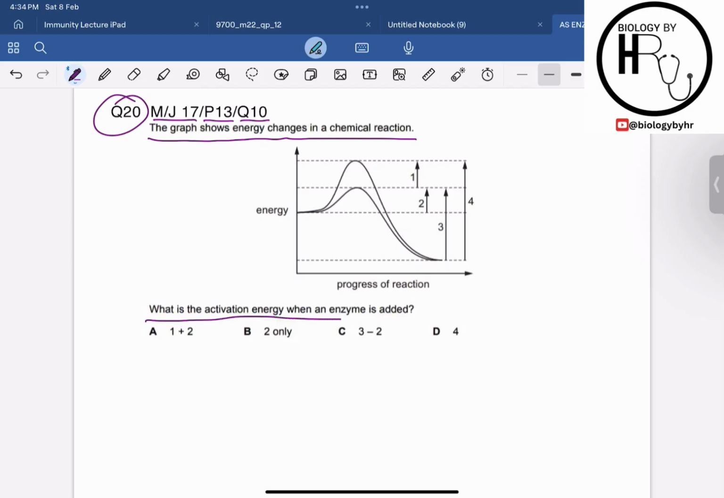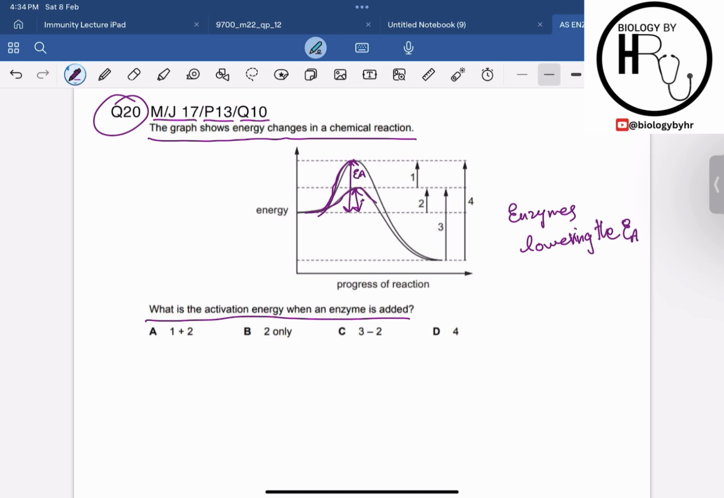What is the activation energy when the enzyme is added? We know that enzymes work by lowering the activation energy. So we can clearly see that the lowest activation energy is seen by this graph particularly, right? This is the activation energy for this graph and this is the activation energy for the graph which is upward.